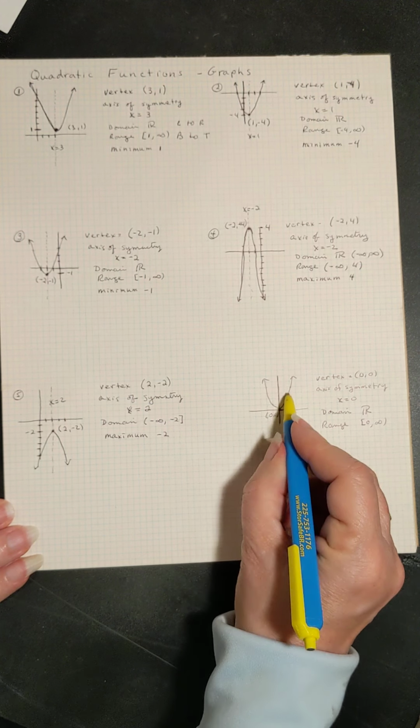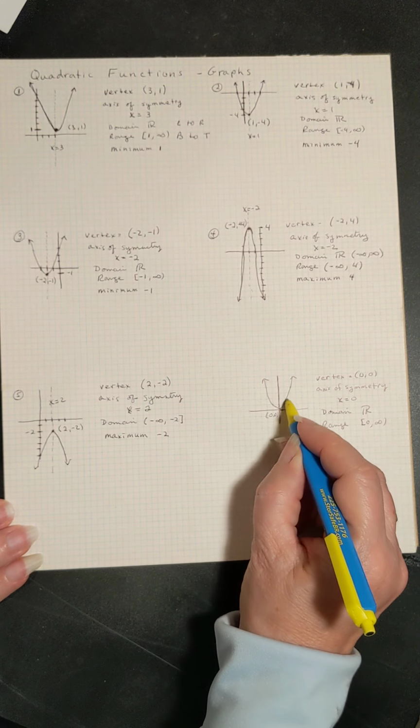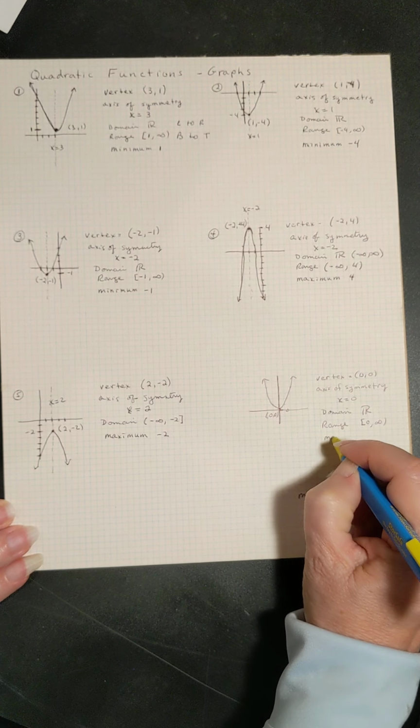And then this one is a right side up parabola, so notice it reaches a bottom value. So this one is going to be a minimum.